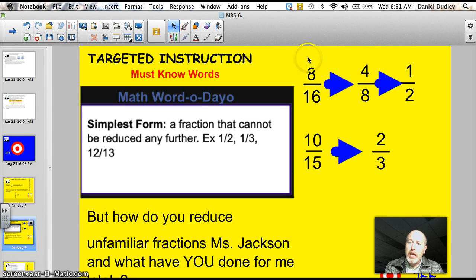Here's some fractions that can be reduced further. 8/16, which I can divide by 2 and get down to 4/8, and divide by 2 again and get to 1/2, and there I can't divide them by anything other than 1, so now I'm back in simplest form. These are all equal fractions, but this one is in simplest form. Also 10/15, very similar to the fraction I had on the first slide. We can divide each of them by 5, and we'll get that down to 2/3.